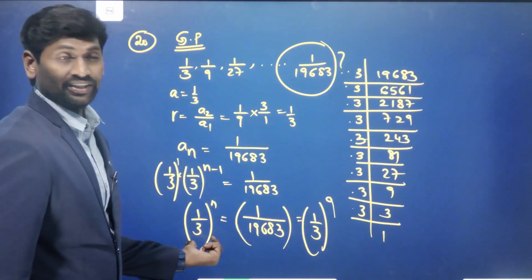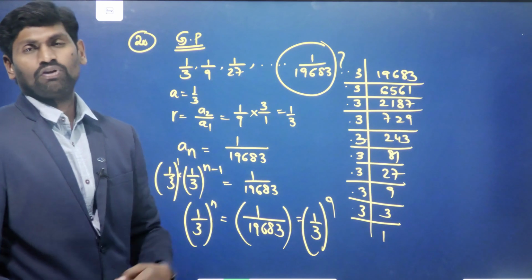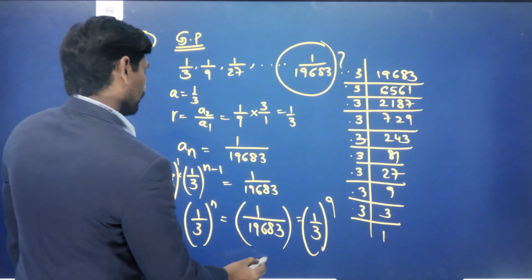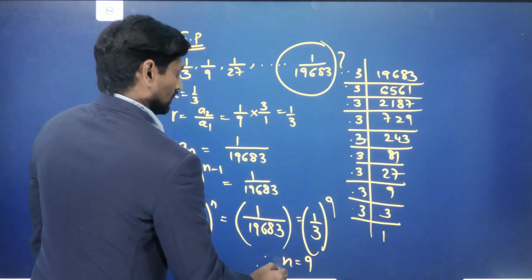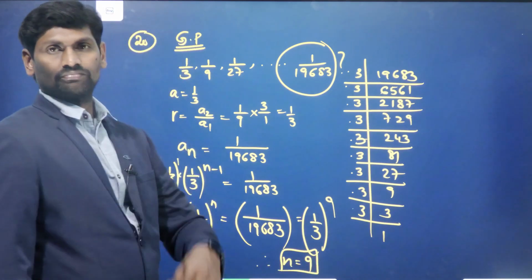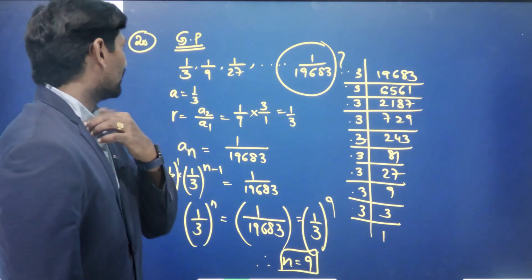Left hand side is (1/3) whole to the power of n. Right hand side is (1/3) whole to the power of 9. Therefore, it will be the ninth term. Let us go to the next problem.